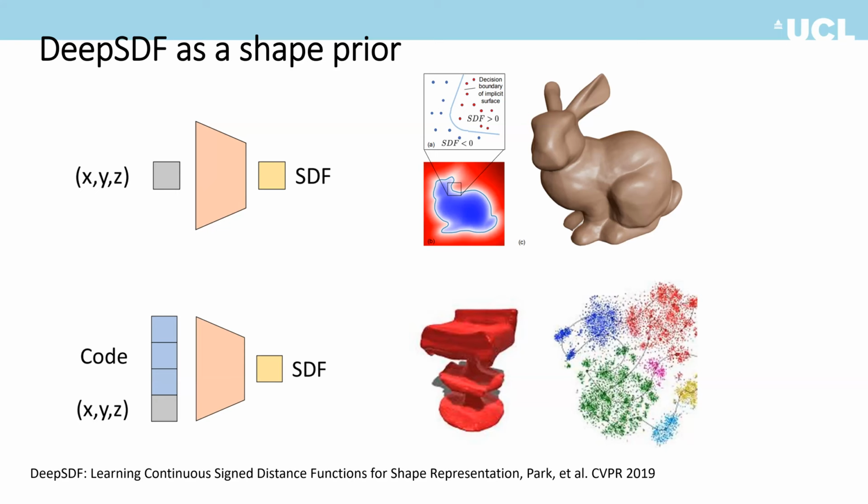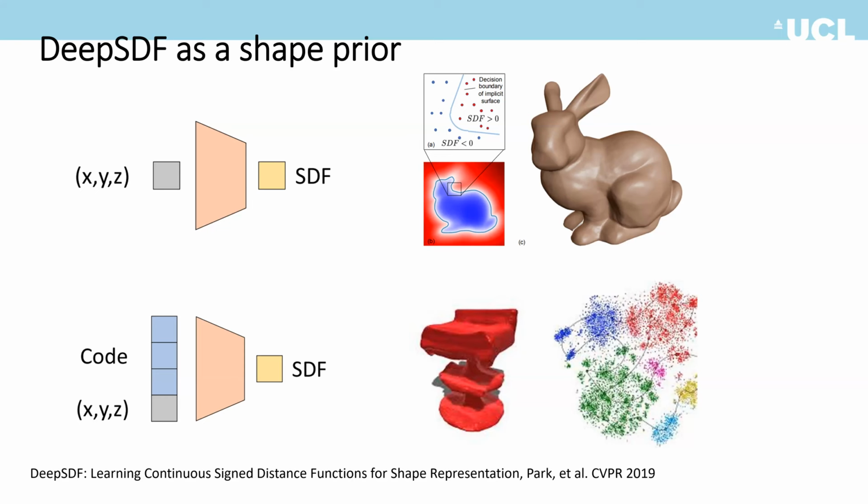But more importantly, DeepSDF also focuses on learning a distribution over a number of objects and capturing the shape variance of all the cars, of all the chairs. And what they do is propose what they call an autodecoder, a training paradigm.